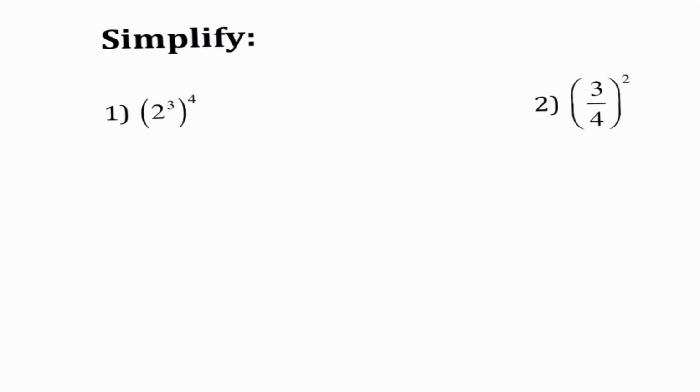So number 1 is telling us to simplify, and we're dealing with numbers here. I have 2 cubed to the 4th power. So in this problem, it looks like I have a power being taken to a power, so I know that I need to multiply those together. So I'm getting 2 to the 3 times 4 power, or 2 to the 12th power, which is 4,096.